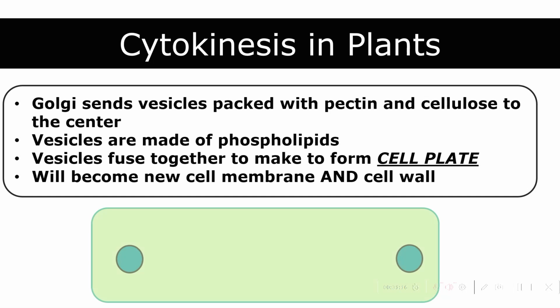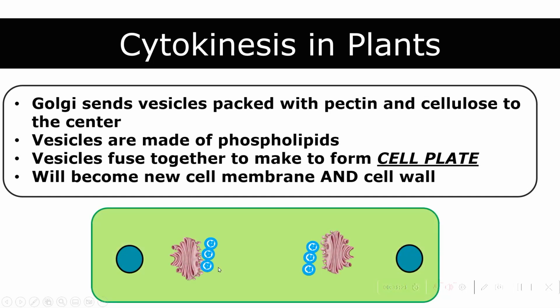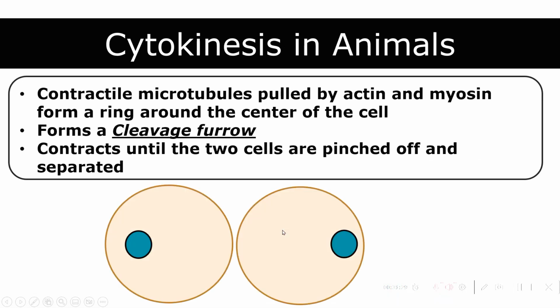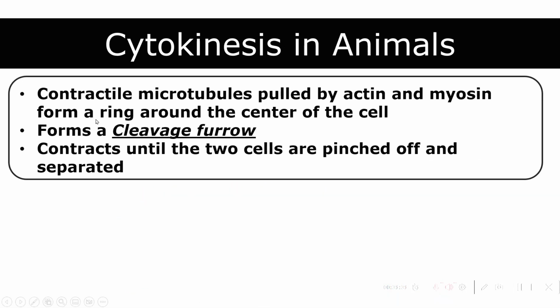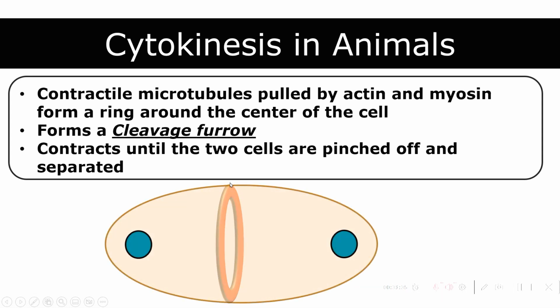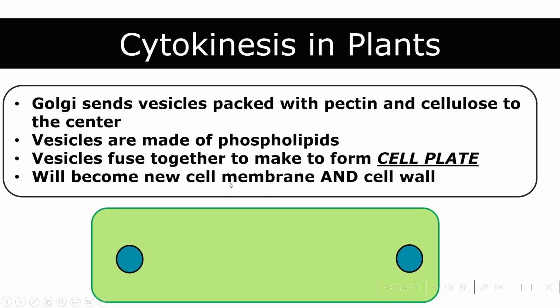In plants, this is now the Golgi, right, which is sending off little vesicles to create a cell plate in the middle, which will become the division between them eventually. And so that's how plants do cytokinesis. So animals, contractile microtubules to form a ring, a cleavage furrow that pinches off. Plants, Golgi vesicles going to the middle to create the cell plate, eventually creates 2 new cells.